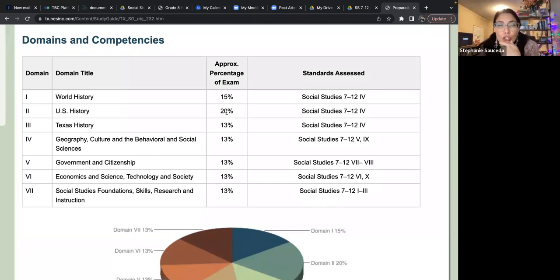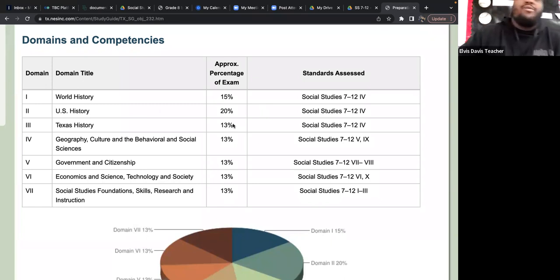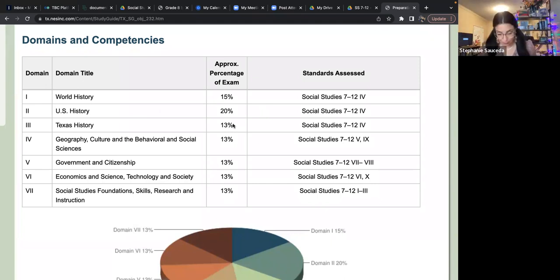So how was your US history? Because US history and Texas history are a huge portion. Well, on my 4 through 8, I did good on the US history and the Texas history. I think on the last time I took it, I was close. I was knocking on the door. I think I made a 227. Yeah, you were close. I was right there.